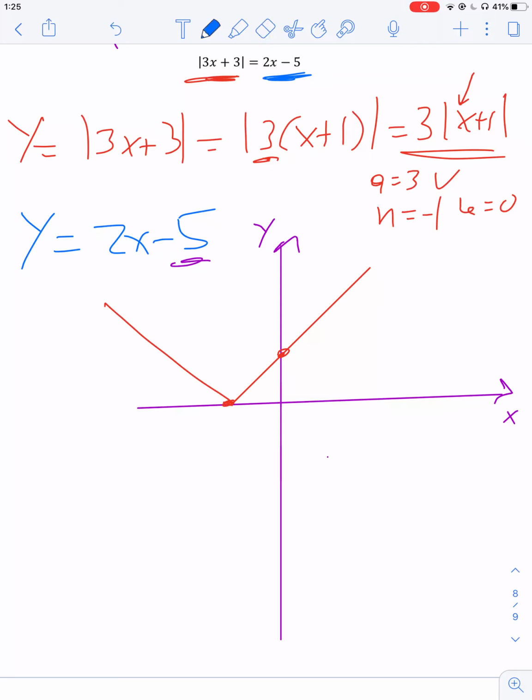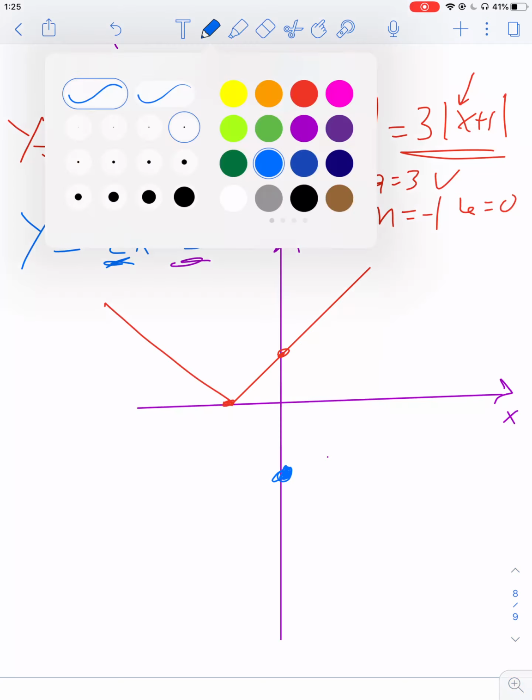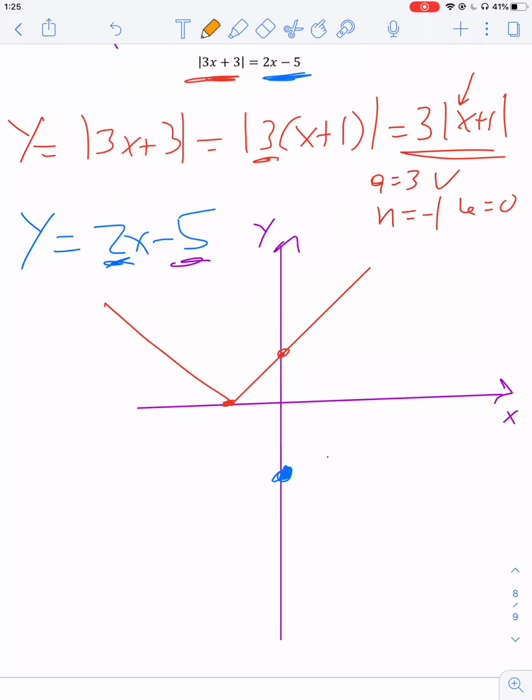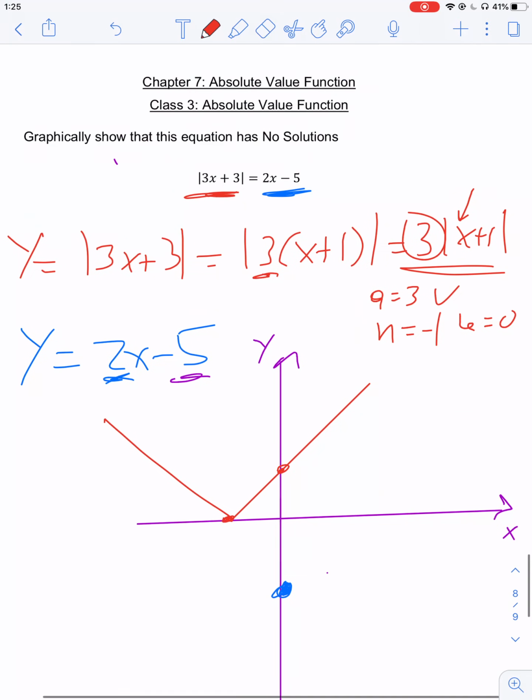So if this is 3, then -5 will be a little bit further down. My slope is 2, it's positive, so my function is supposed to increase. But you see, this function, if you were to use the definition for this absolute value, you will see that if I were to write this as a piecewise function, let's just do it over here.